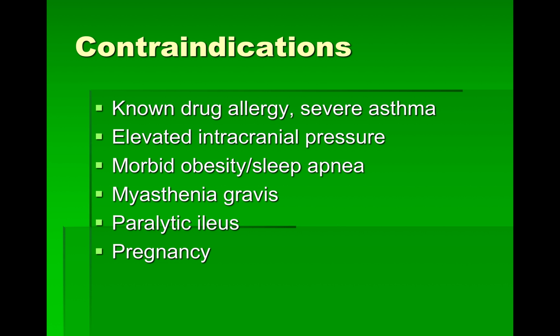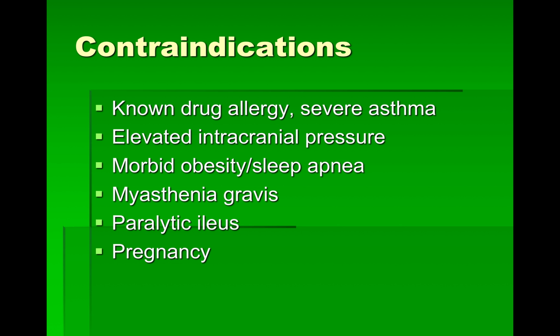Contraindications are known drug allergies, severe asthma. Why severe asthma? A lot of breathing problems. We just said that they cause respiratory depression, so that would be why. Elevated intracranial pressure, morbid obesity, sleep apnea, because sometimes those people can be depressed with the respiratory center much quicker than maybe you or I can.